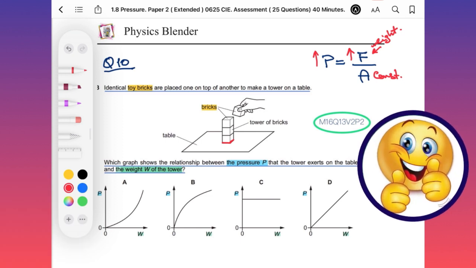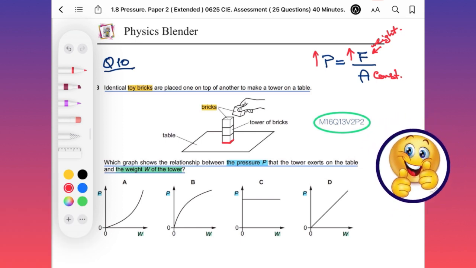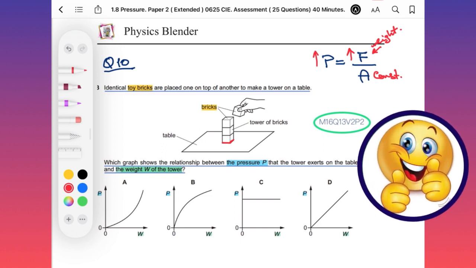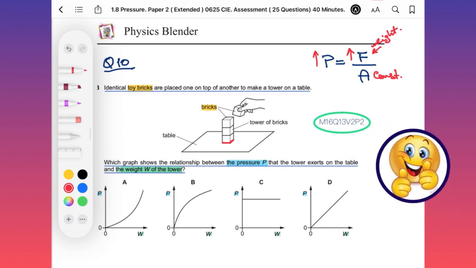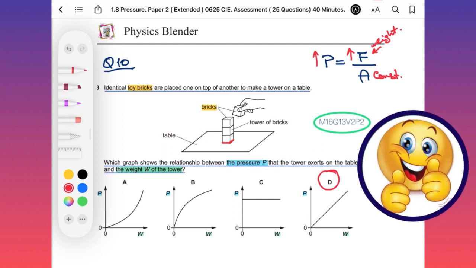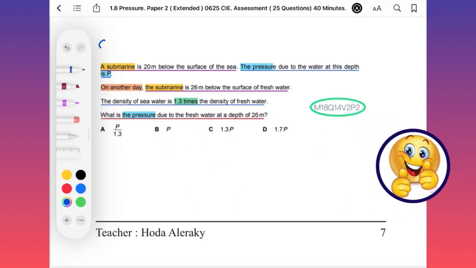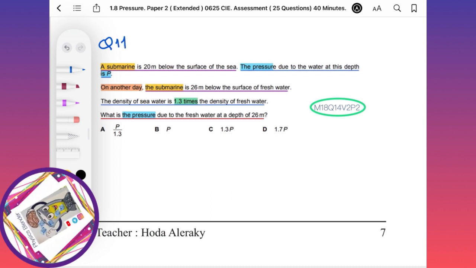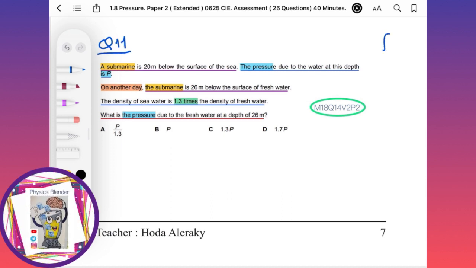So which graph is representing the correct relationship between pressure and weight? They are directly proportional, so the correct answer is D. Question 11 is challenging and is very important.